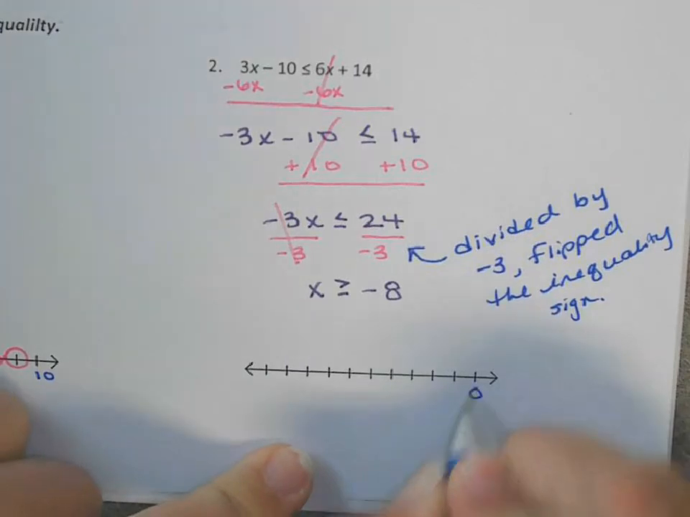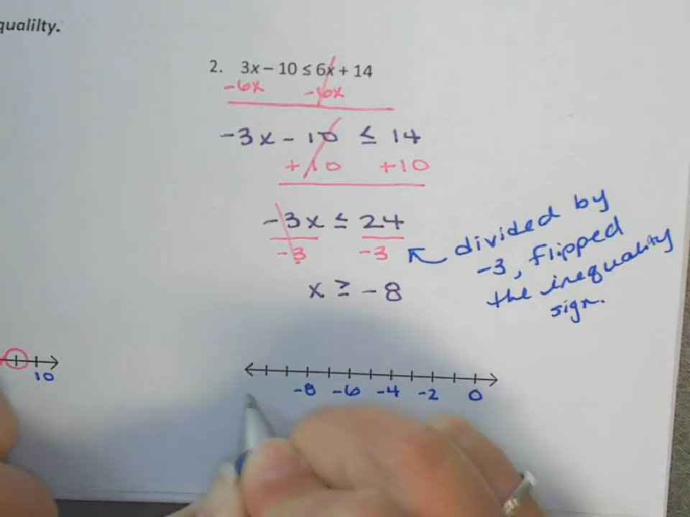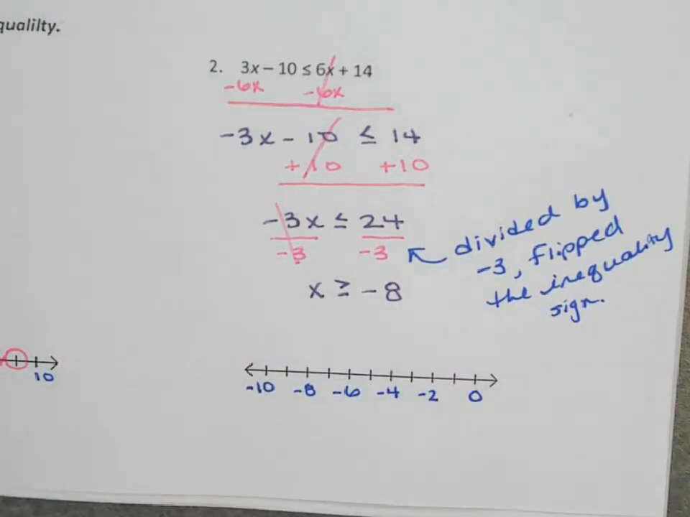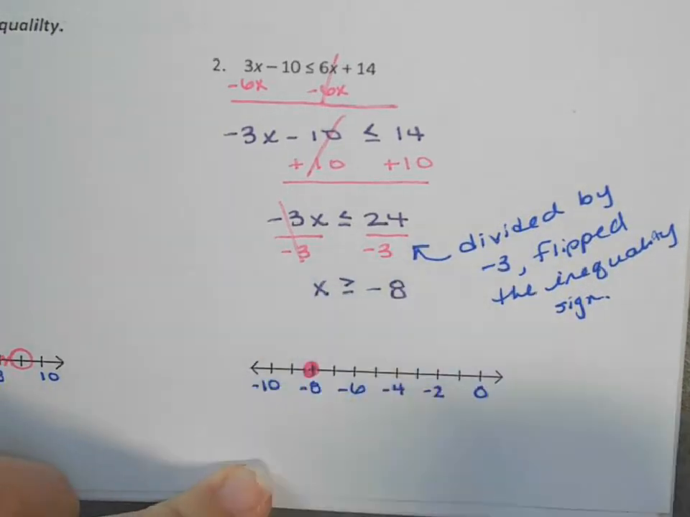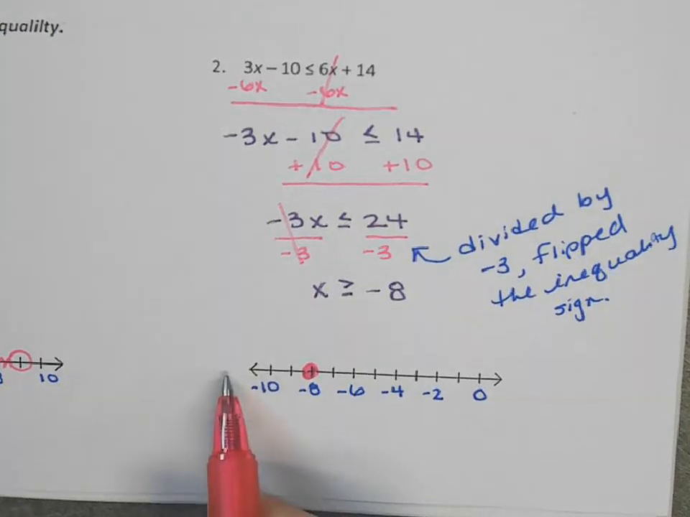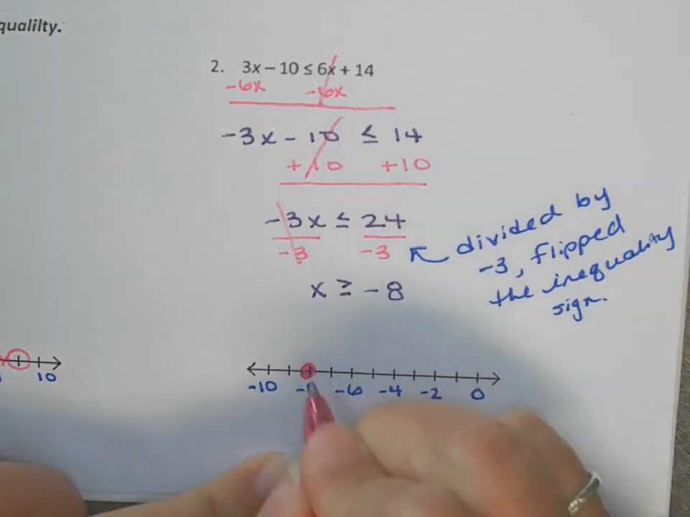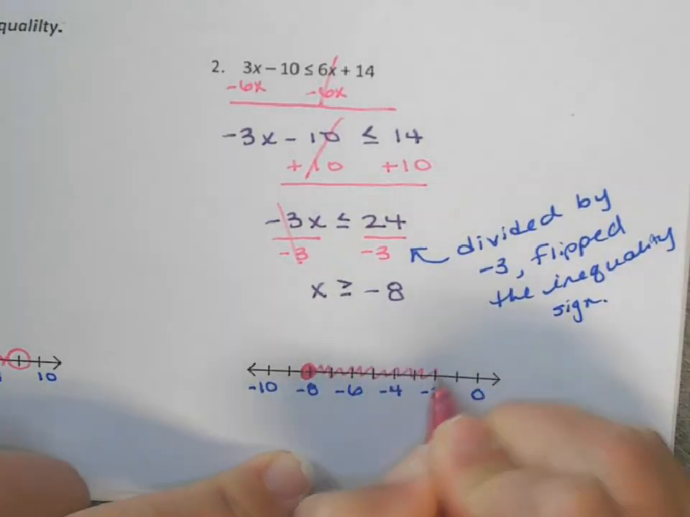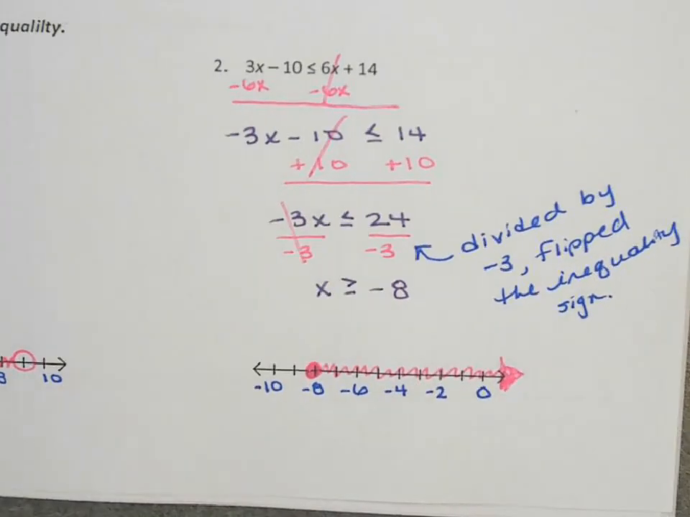So I'm going to put 0 here. Negative 2, negative 4, negative 6, negative 8, negative 10. Okay. Open circle or closed circle this time? Closed. So a solid circle on negative 8. Am I going to shade to the left or to the right? To the right. The arrow pointing to the right. So I'm going to shade in that direction.